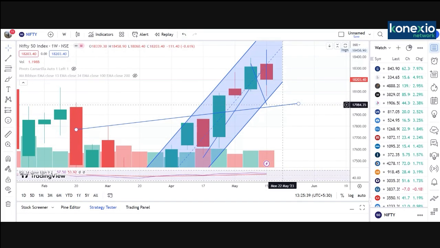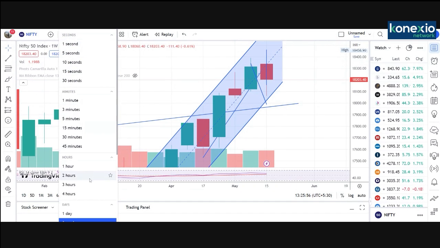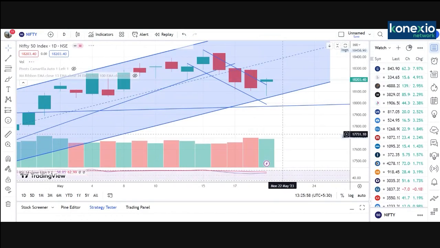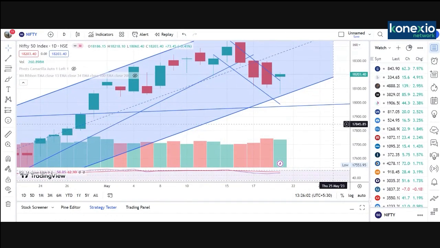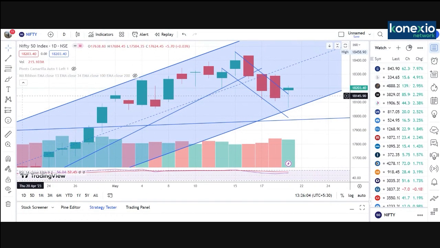But as of now, that candle is bearish but indecisive. So I'm not saying that the market will drop significantly from here or rise significantly from here. But at least for next week, we might see some sort of consolidation. Maybe we might see a zigzag movement for next week.